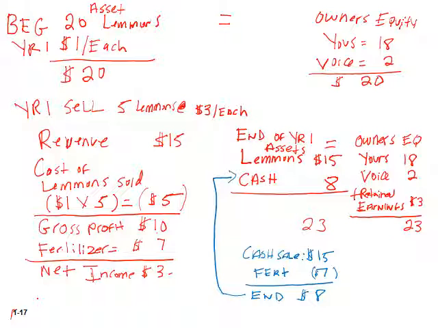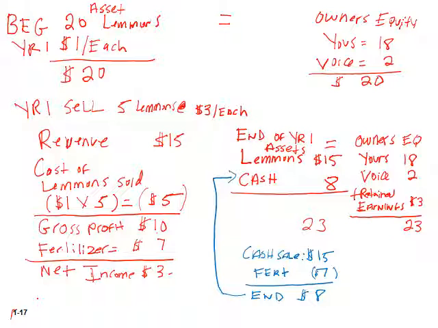When we look at the end of year one, we have what? We have $15 worth of lemons left, don't we? We start out with $20 worth. We sold how many? $5 worth, and so we now have $15 worth of lemons. We have $8 of cash. Okay, now think about it. We sold the lemons for cash, $15, didn't we? So we had a cash sale of $15, and then we spent $7 on the fertilizer, so we have what? We have $8 left of cash, don't we? Right? So we have $8 of cash, $15 of lemons, so our assets equal $23, don't they?